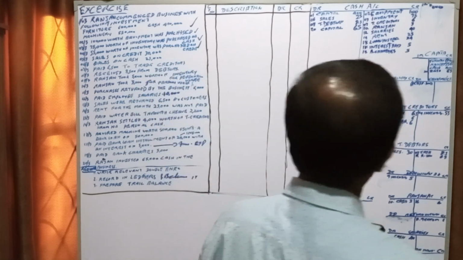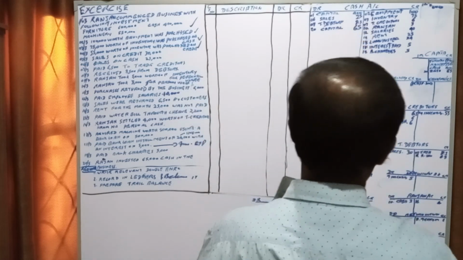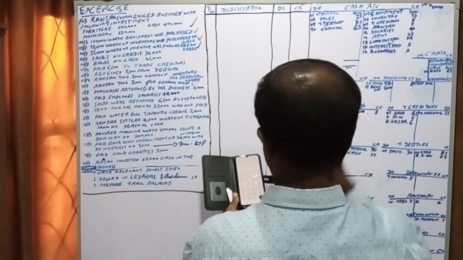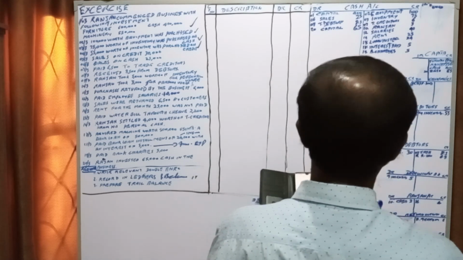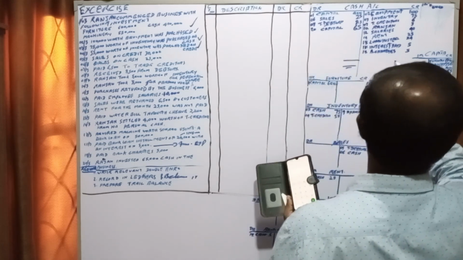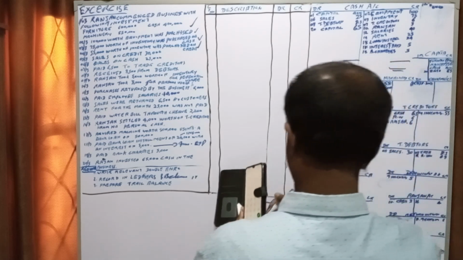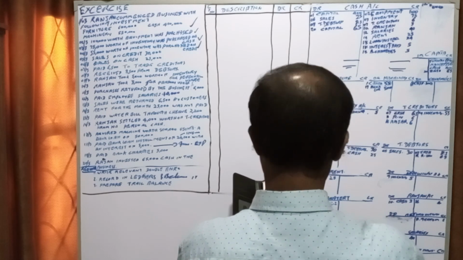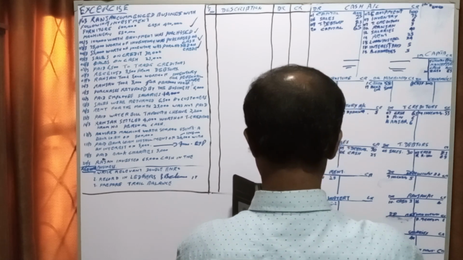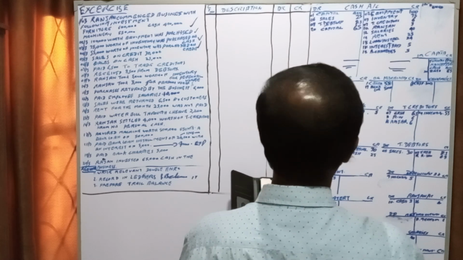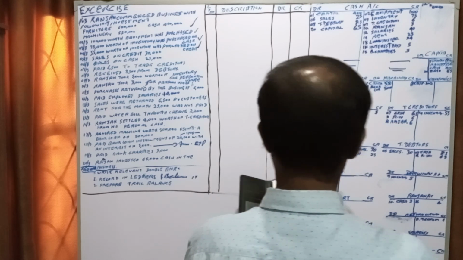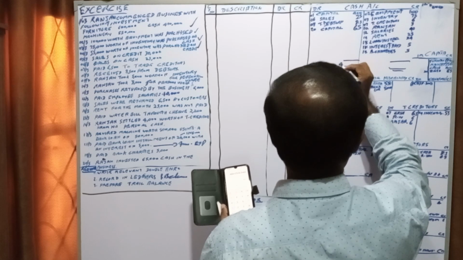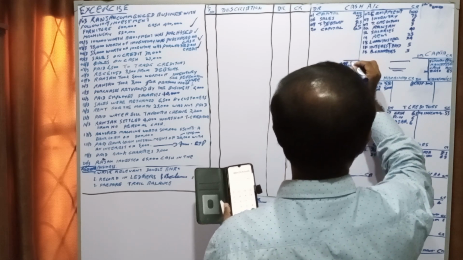Here you say the greater side, you have to add it first, balance it first. This is the greater side, so I am balancing this side. Here you say 400,000 plus 25,000 plus 8,500 plus 65,000. That is 498,500.